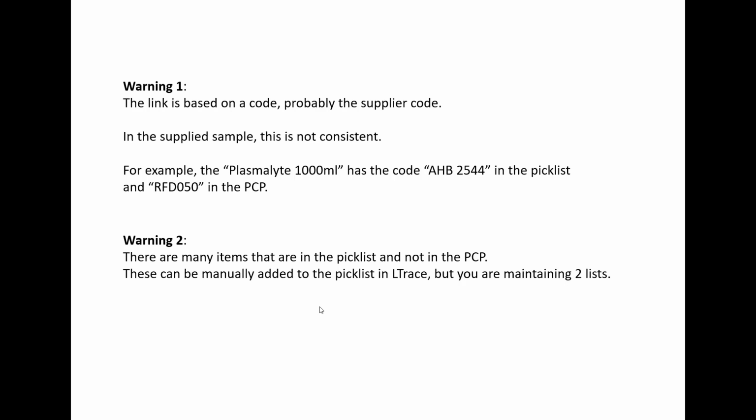And the second warning is that you've got many items that are in the pick list, but they're not in the PCP. So you'd need to be doing one of two things. You'd be going into LTrace and adding them into LTrace, in which case you're maintaining two lists, and that was one of the things I was trying to avoid. Or you'd be needing to add these items into the PCP, but somehow indicating that they're meant to go through to LTrace, but not appearing in theatre for the PCP. So there's a technical question as to how to manage those items. So they're the two warnings.